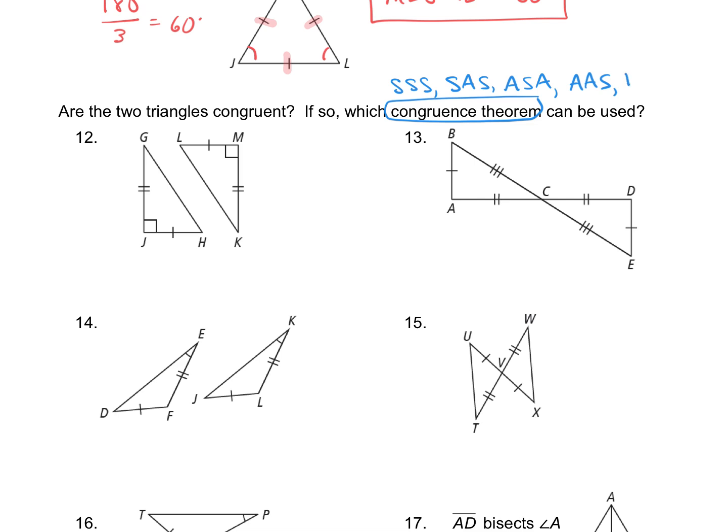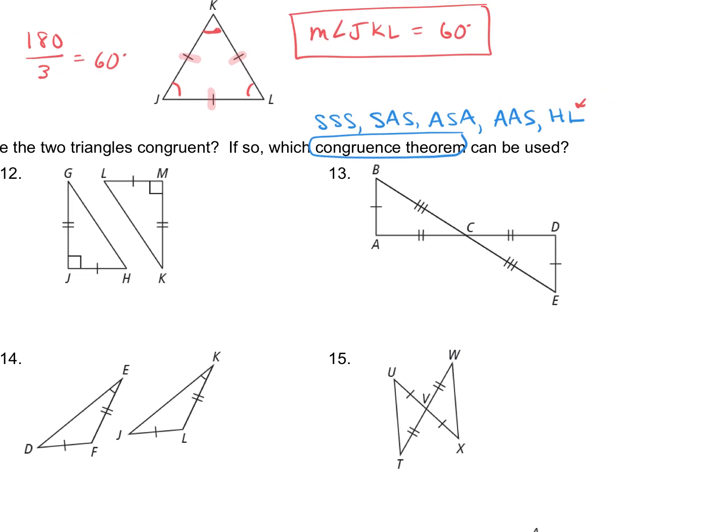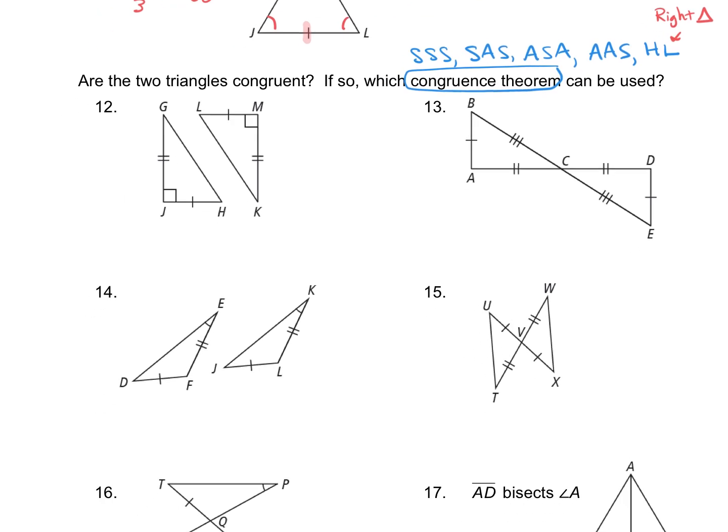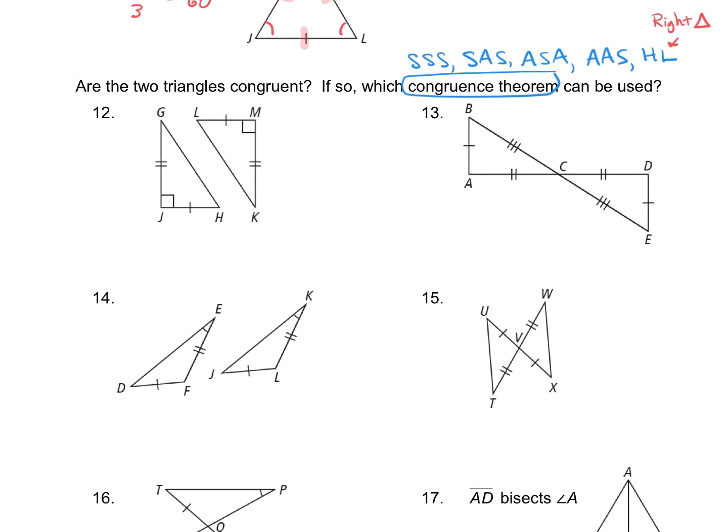And then the very last one we learned about was our HL, that stands for hypotenuse leg. Let's just make a note, this one is only for right triangles. So if we're not dealing with a right triangle, we don't want to try to use that one. Now we might have a right triangle and use one of these other congruence theorems, but if you're trying to use HL, you can only use it if you have a right triangle.